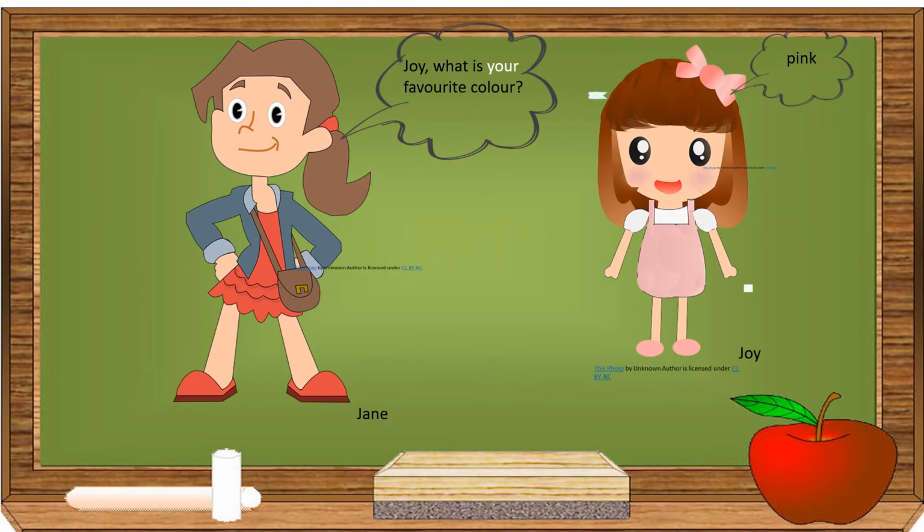Now let's take a look at an example of second person pronoun. In this example, Jane is the speaker, which means Joy is the second person. And Jane asked Joy, Joy, what is your favorite color? And Joy responded, pink. So since Jane, who is the speaker, is addressing Joy, she used the word your.